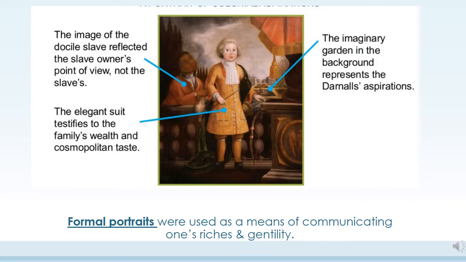Darnall's slave wears a silver yoke around his neck, a symbol of his inferior status. Although much younger, he towers over his slave.